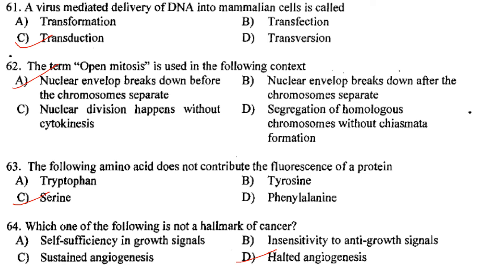Then the term open mitosis is used in the following context. That is, nuclear envelope breaks down before the chromosomes separate. So answer is option A, that is called as open mitosis. The following amino acid does not contribute to the fluorescence of a protein. So it is option C, that is serine. Which one of the following is not a hallmark of cancer? That is halted angiogenesis. Answer is option D.